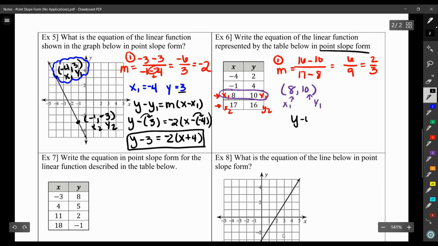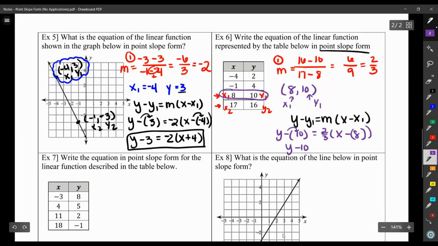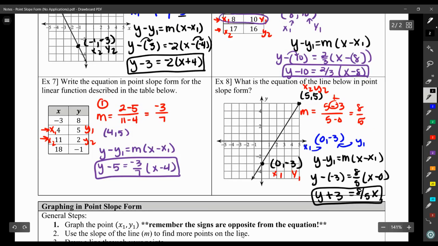So when we plug this into our formula, it's going to be y minus y1, which is 10, equals 2/3 times x minus x1, which is an 8. And then simplify. So negative and a positive make a negative. Y minus 10 equals 2/3 times x minus 8. And this would be our point slope form. So take a minute, try number 7 and 8. Here's what you should have had for both 7 and 8. Keep in mind, if you use different coordinate points, you will have different answers for 7 and 8.